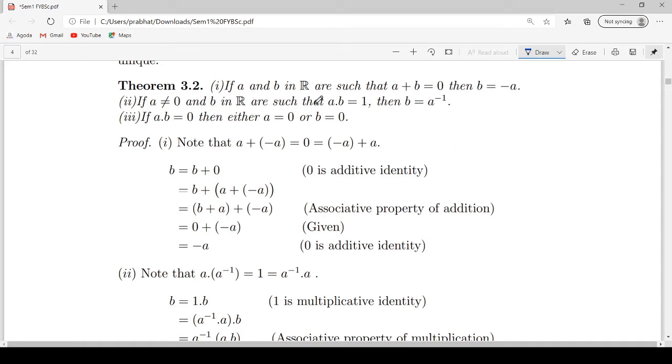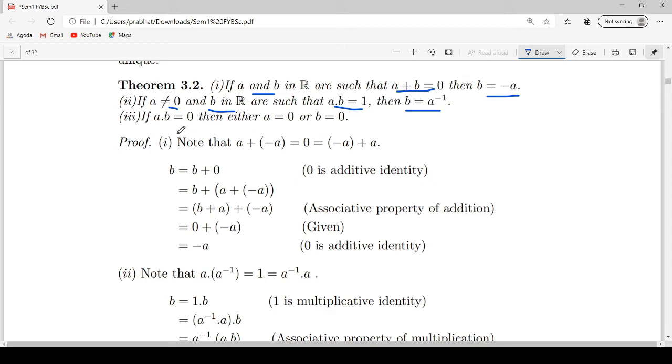It says if a and b are real numbers such that a plus b is equal to 0, then b should be equal to minus a. This statement says that additive inverse of any element is unique. Similarly, in second statement, if you have a non-zero element a and an element b in R such that a dot b is equal to 1, then b is equal to a inverse. In other words, it says multiplicative inverse is also unique of an element.